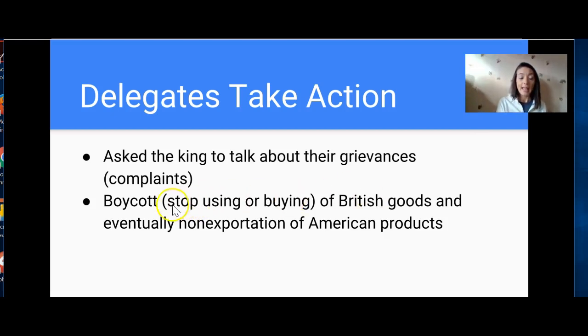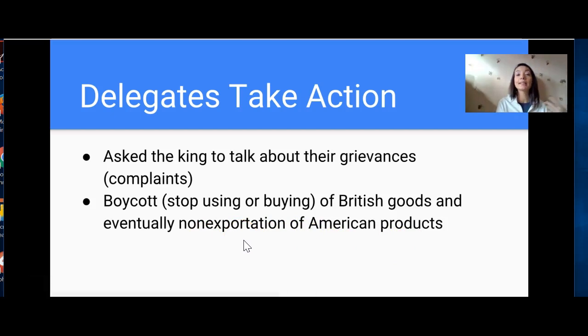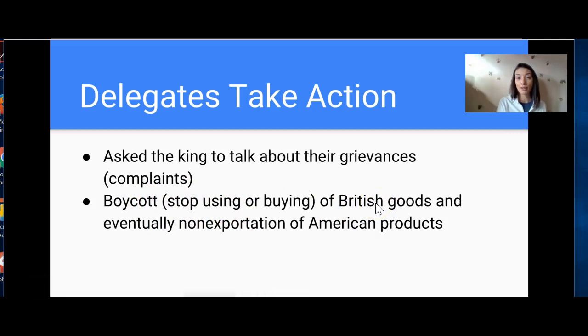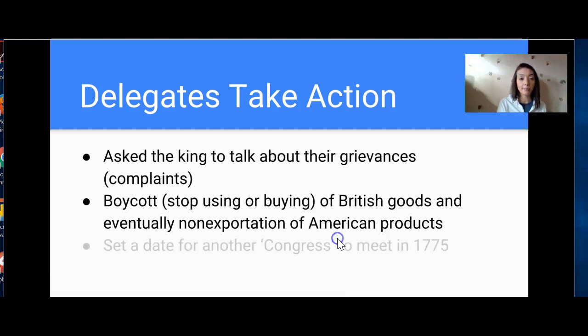Okay? And eventually the non-exportation of American products, meaning that they would not export, they would not send and then sell the products that were being made in America to the British. So this is a really big deal because if the Americans are not buying British goods, that means that British merchants and really the country of Britain are not making money from the Americans, and then they are not able to buy American products.